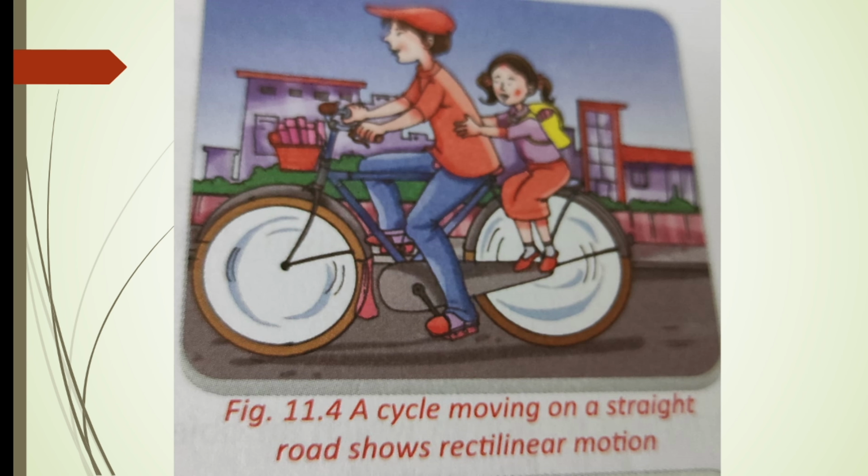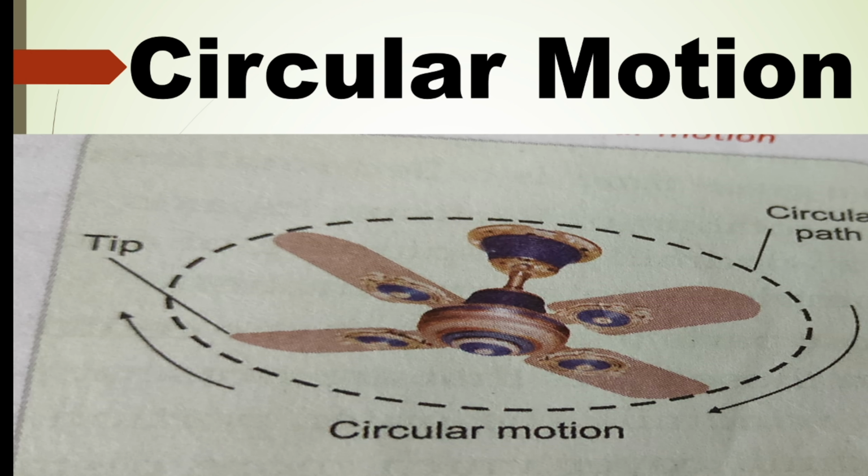Now, this is also another example where a cycle moving on a straight road shows rectilinear motion. The whole body of the cycle along with the people moves on a straight line. So this is also another example of rectilinear motion. Now, this is called the second type in translatory motion, that is circular motion. In circular motion, you look at this fan, the tip of the fan moves in a circular path. So this is an example of circular motion.